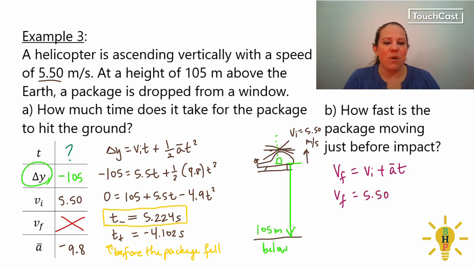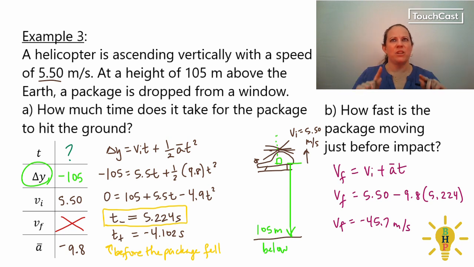V final equals 5.5 minus 9.8 times that 5.224 seconds. And I will get a final velocity of negative 45.7 meters per second. And let's check, does that make sense?